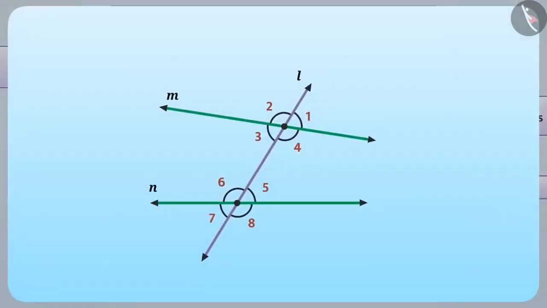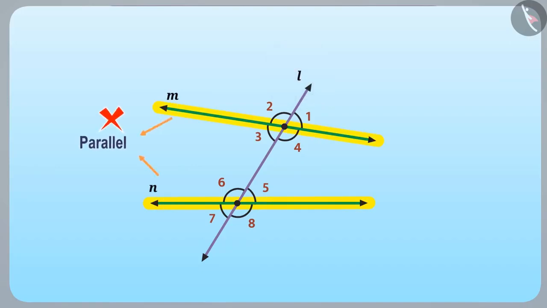Now, look at this figure. In this figure also, two lines and their transversal are shown, but here both the lines are not parallel. In this case, if we make this angle on the trace paper, putting it at its alternate interior angle, then both the angles do not cover each other completely. That is, their measurements are not equal. We can see this for any pair of alternate angles.